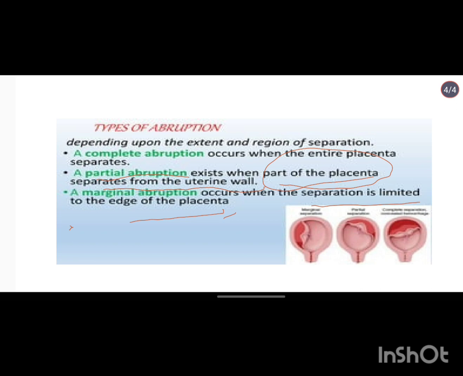So in types we have seen three types: the complete abruption, partial, and the third one is the marginal abruption. So this is a complete abruption and this one is a partial abruption, and the first image is showing you the marginal abruption where only the edge of the placenta is getting separated. In the partial you can see only a part of the placenta is getting separated, and in complete the entire placenta is getting detached from the wall of the uterus.